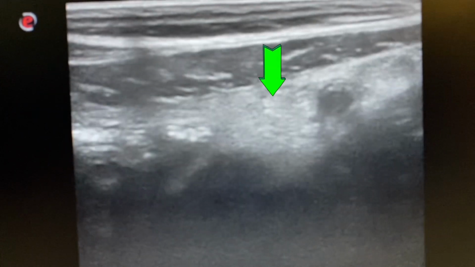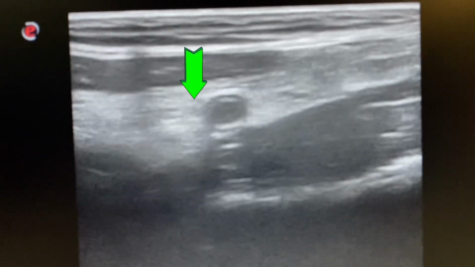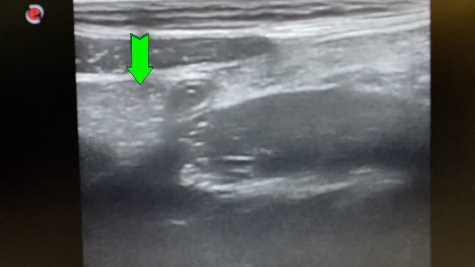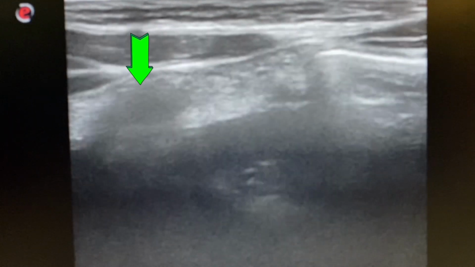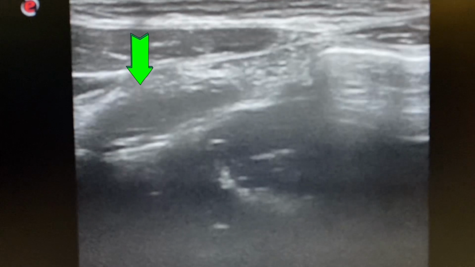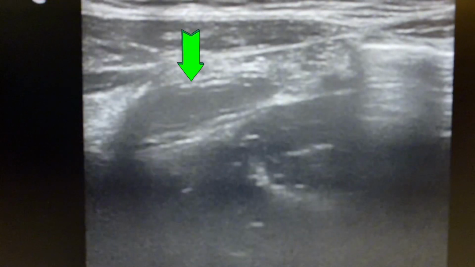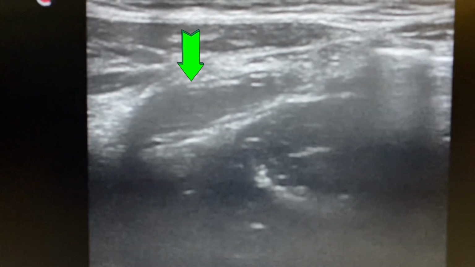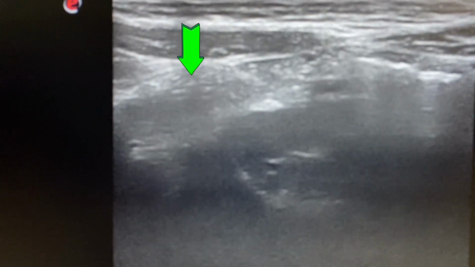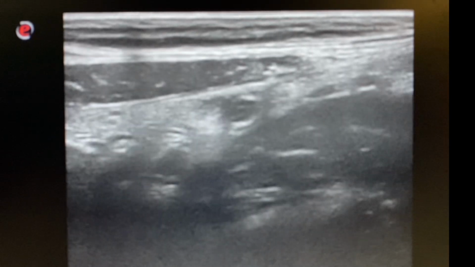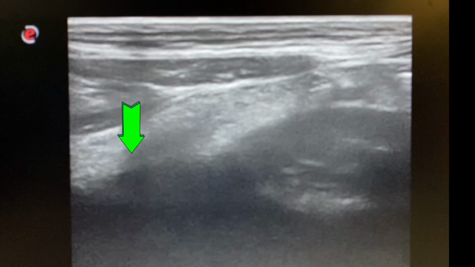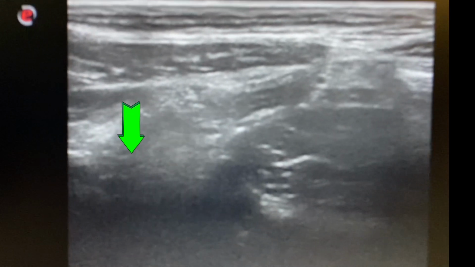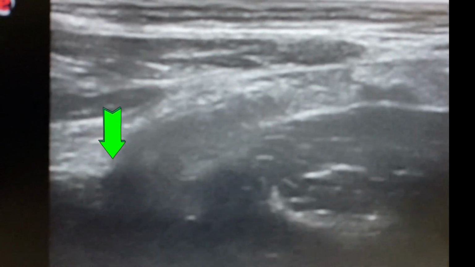Here we see an echogenic area around the lumen. These are inflamed tissues around the lumen. Now if we look, the lumen is connected on the other side to the cecum.